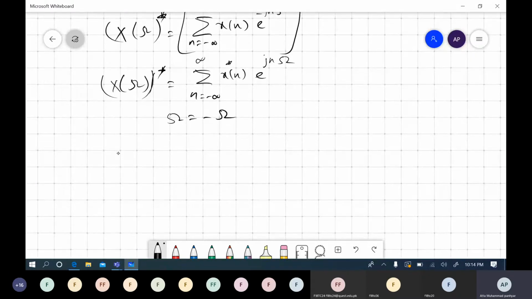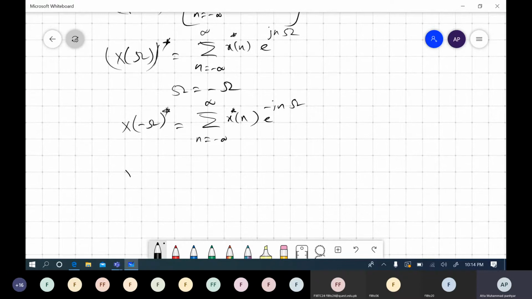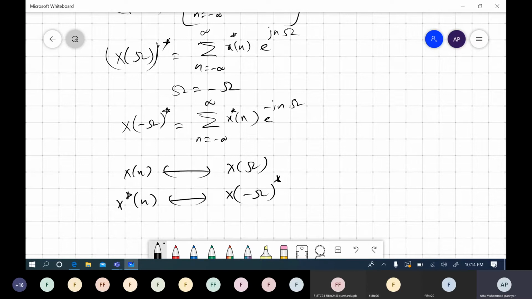Now suppose we put omega equal to minus omega, or you can assume any dummy variable, for example phi. Then we end up with x of minus phi conjugate equal to the summation over n from minus infinity to infinity of x of n conjugate e to the power minus jn omega. Now we can see that if we have x of n and its frequency spectrum is x of omega, then the conjugate signal x of n has frequency spectrum x of minus omega conjugate, right? So this is called conjugate symmetry.